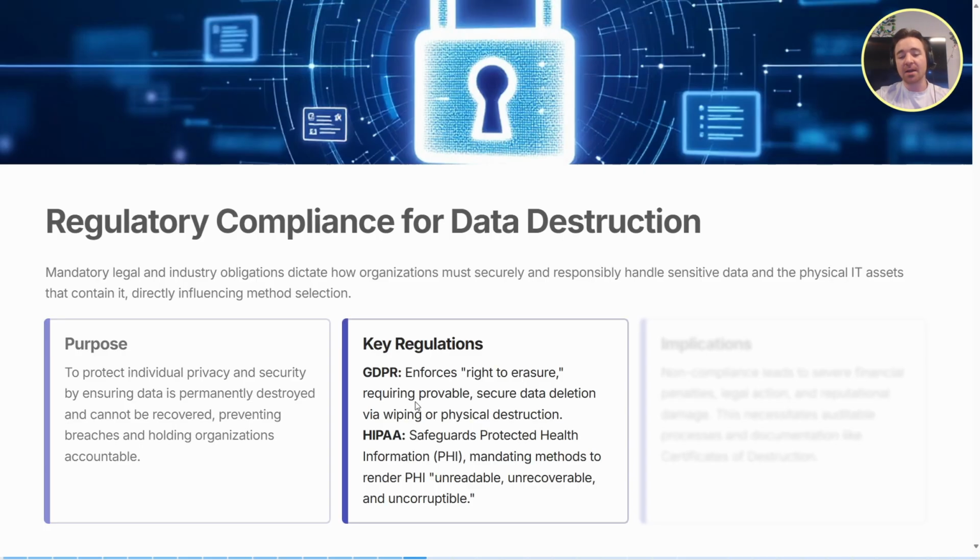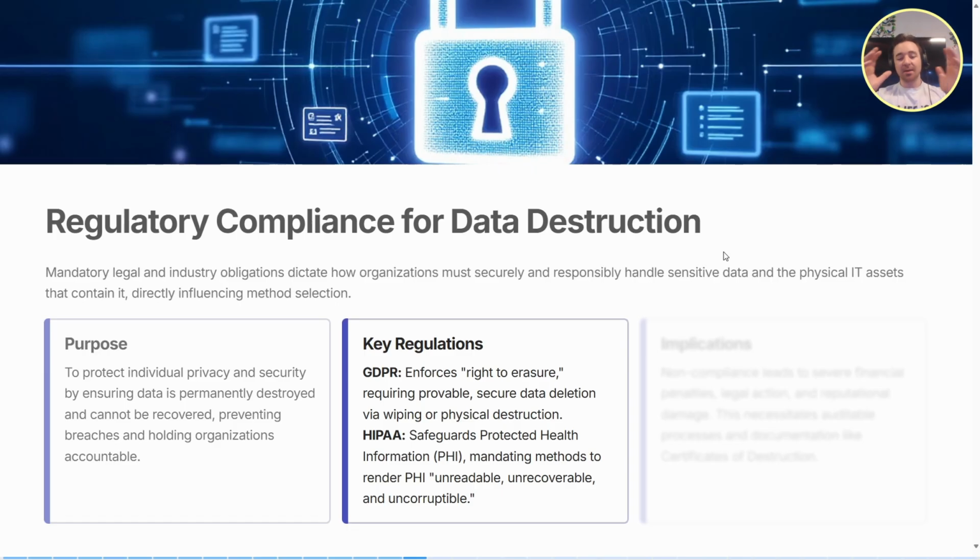The GDPR enforces the right to erasure, requiring provable secure data deletion via wiping or physical destruction. So you're going to need to show proof of that. And HIPAA safeguards protected health information. So anything relating to health documentation, mandating methods to render PHI, protected health information, unreadable, unrecoverable, and uncorruptible.